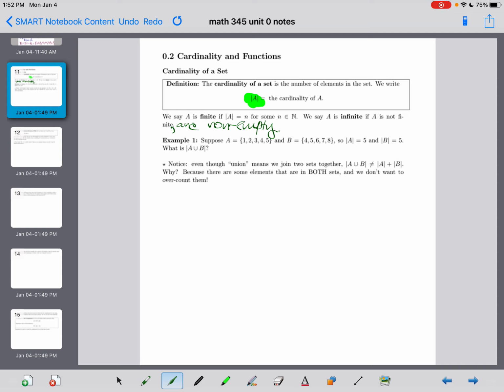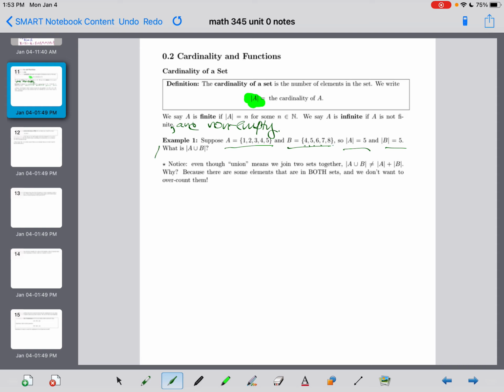So, to give you an example, if A is the set consisting of the numbers 1, 2, 3, 4, and 5, then we would say that the cardinality of A is equal to 5. Of course, it has 5 elements. If B is a set consisting of the elements 4, 5, 6, 7, 8, it also has a cardinality of 5, because it has 5 distinct elements in it.